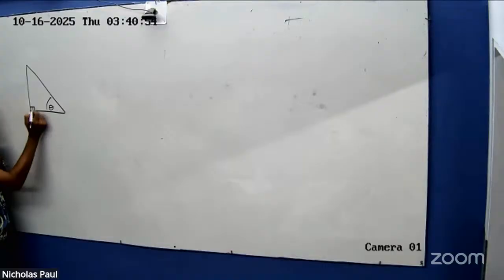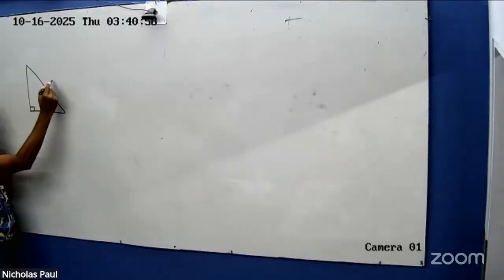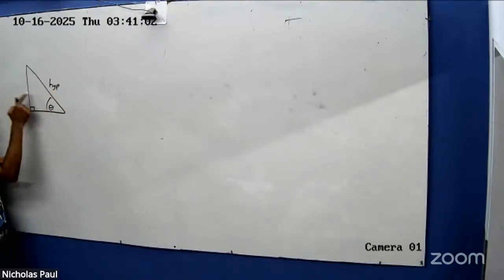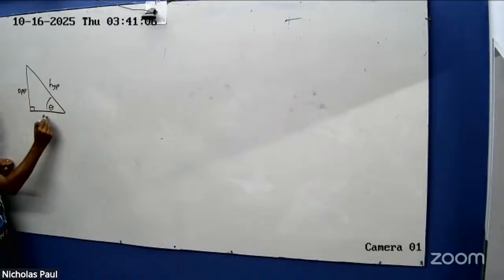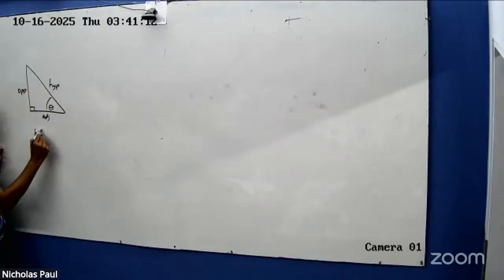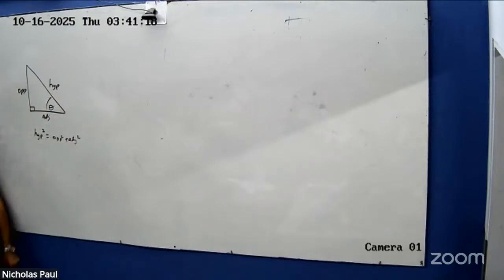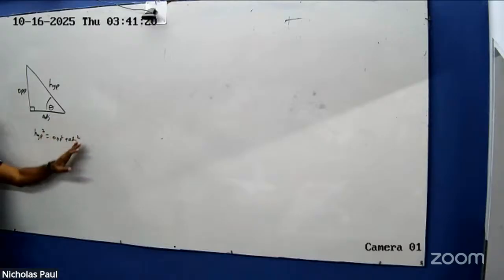So if here is 90, what do you call the side opposite 90 degrees? Hypotenuse, right? And if here is theta, what do you call opposite theta? And that's next to theta, right? And what are the rules linking all three? Right, Pythagoras. Hypotenuse squared is opposite squared plus adjacent squared. So this is your Pythagoras theorem.